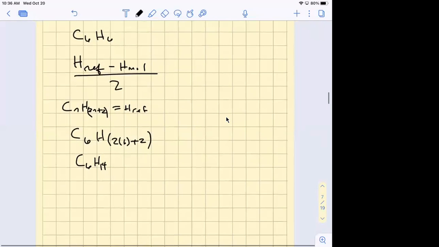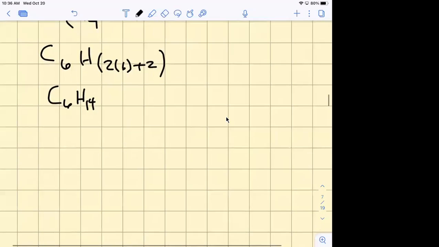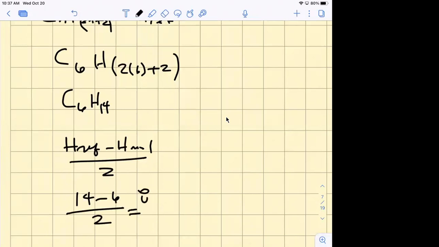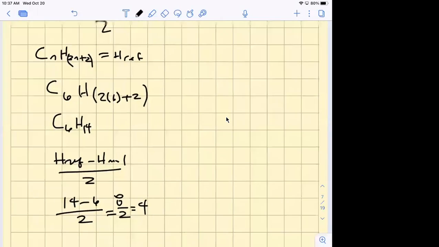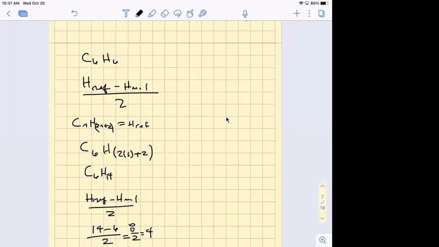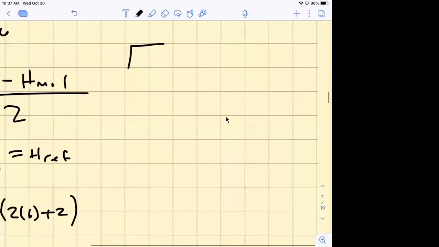And then H molecule is 6. So 14 minus 6 over 2. That's 8 over 2, that's 4. So you got 4 degrees of unsaturation. And 6 carbons. 6 carbons is not going to be enough to make 2 rings. Or will it? Let's see. 1, 2, 3, 4, 5, 6, maybe.